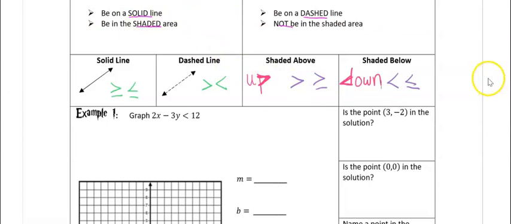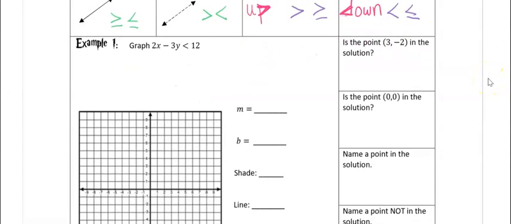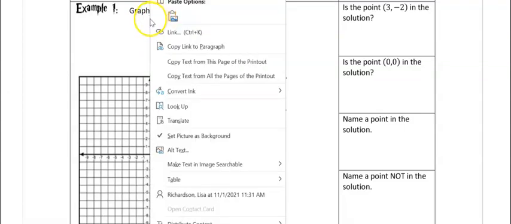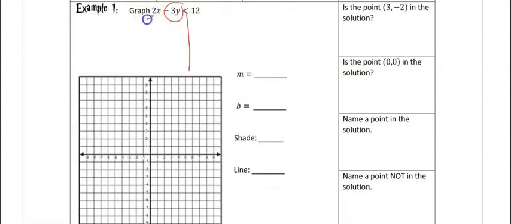Okay, we're going to do example 1. It says graph 2x minus 3y is less than 12. So this looks similar to our normal linear equations. What we need to do first is solve for y. So we circle that negative 3y. We get rid of, let me draw my line down, hold on. Okay. We get rid of that 2x, right? To get rid of the positive 2x, we subtract that 2x from both sides.